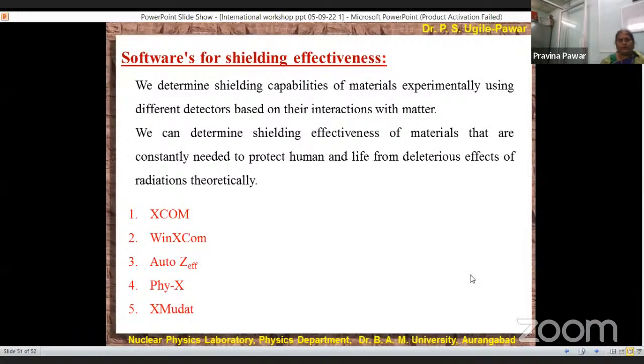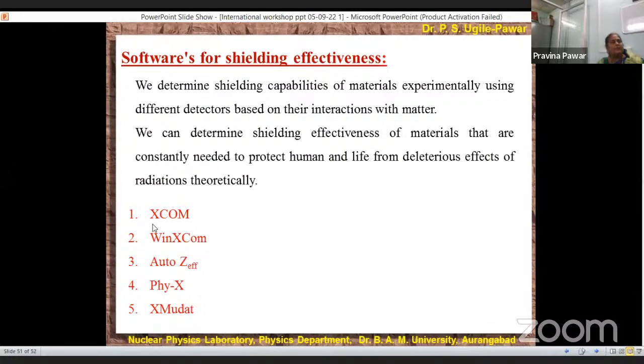Now see the softwares for shielding effectiveness. Which softwares are used for that? We determine shielding capabilities of materials experimentally using different detectors based on their interaction with matter. We can also determine shielding effectiveness of materials, which are constantly needed to protect human life from the effects of radiation, theoretically. So how are these theoretical values obtained? They are obtained by the XCOM program, WinXCOM, Auto Z effect, PHX, mu dot.